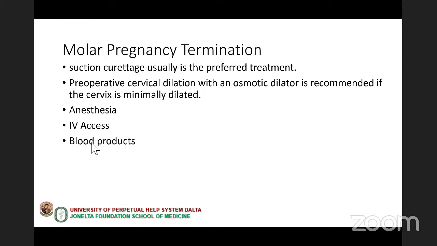Okay, so you dilate with an osmotic dilator. This is usually laminaria or a balloon catheter. You anesthetize, establish IV access, and make sure blood products are available in case you do encounter hemorrhage.